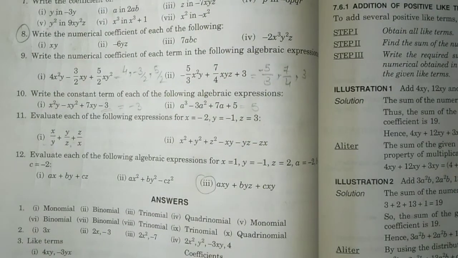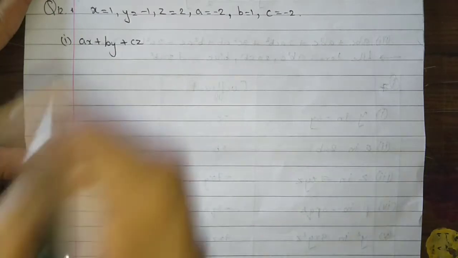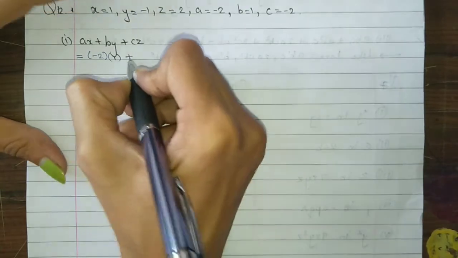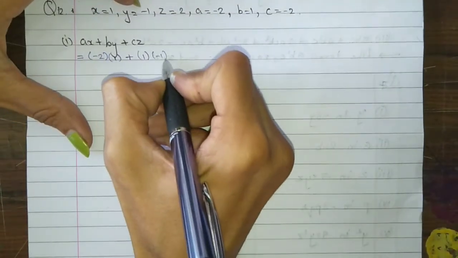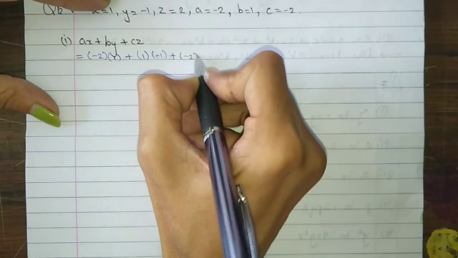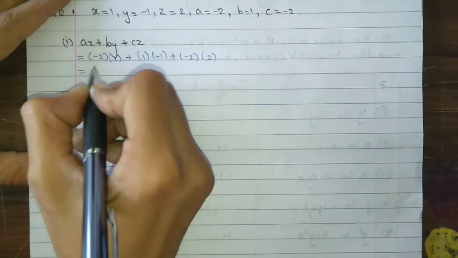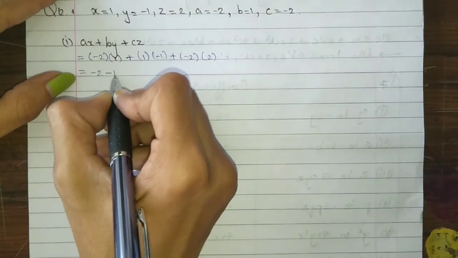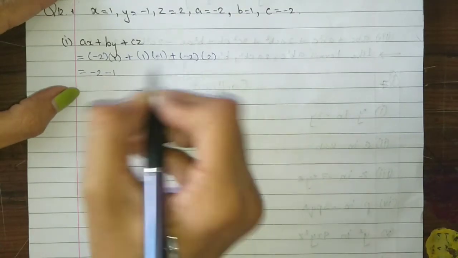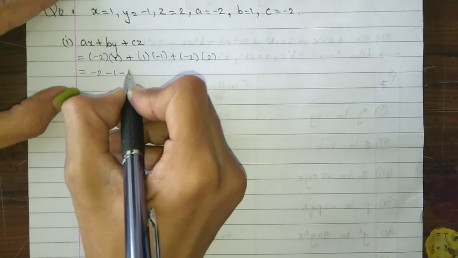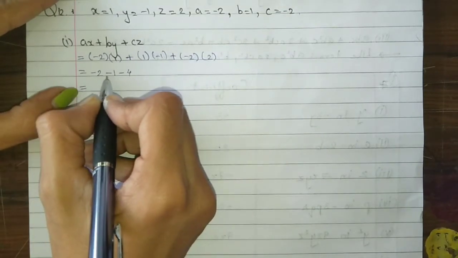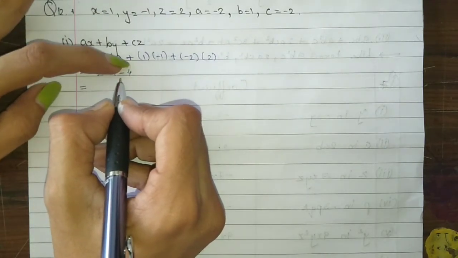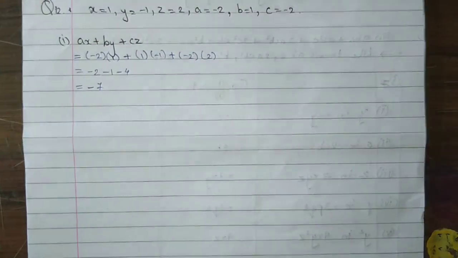First one question is ax plus by plus cz. So put in the value of a, that is -2, x is 1, plus b is 1, y is -1, plus c is -2 and z is 2. It is equal to -2 into 1 is -2, 1 into -1 is -1, -2 into 2 is -4. So -2 -1 -4, that is -7.